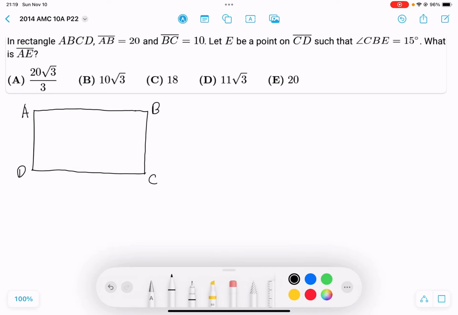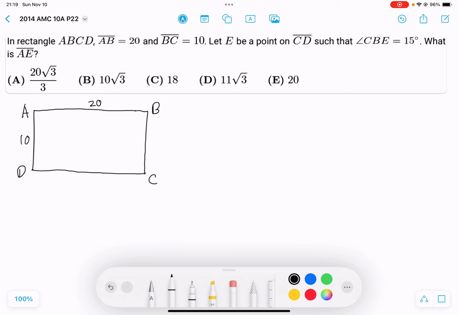This is 2014 AMC 10A problem 22. In rectangle ABCD, AB is 20 and BC is 10. Let E be a point on CD such that angle CBE is 15 degrees. What is AE? So this is 20 and this is 10.